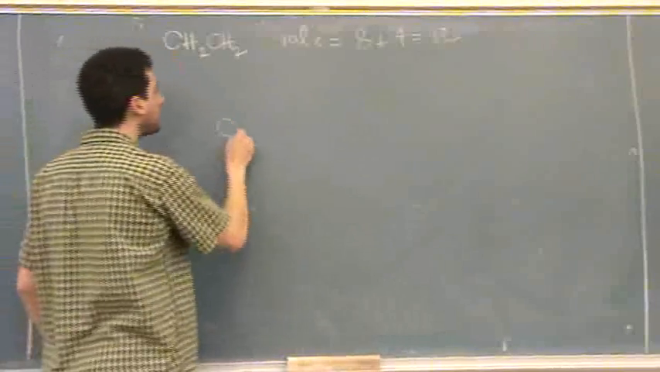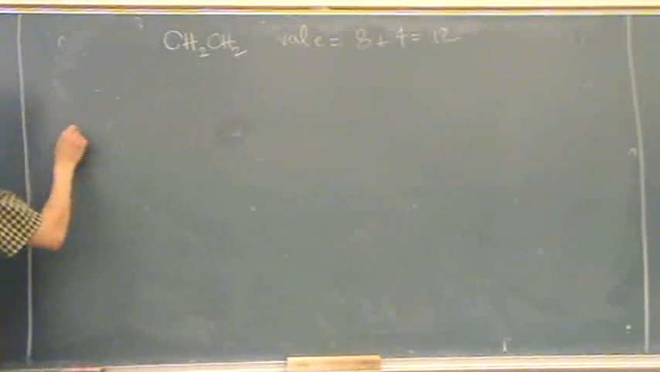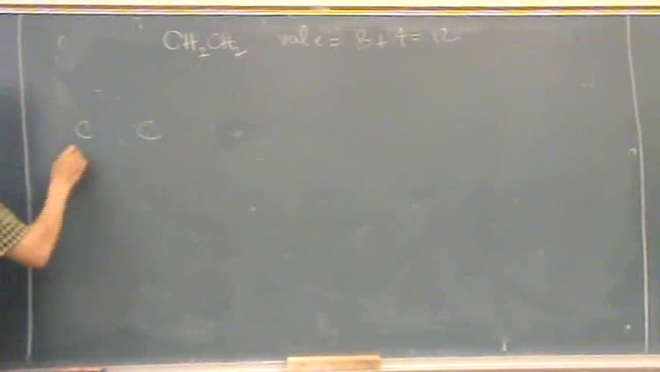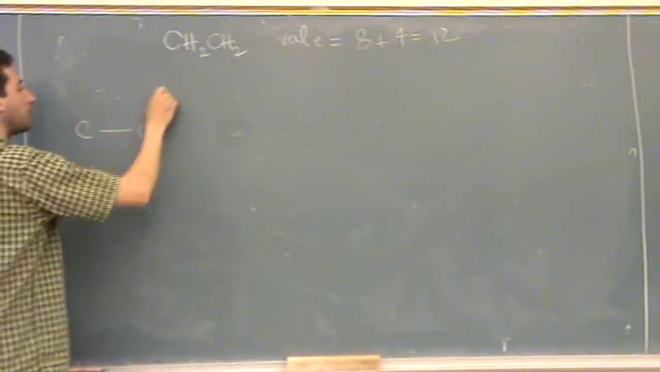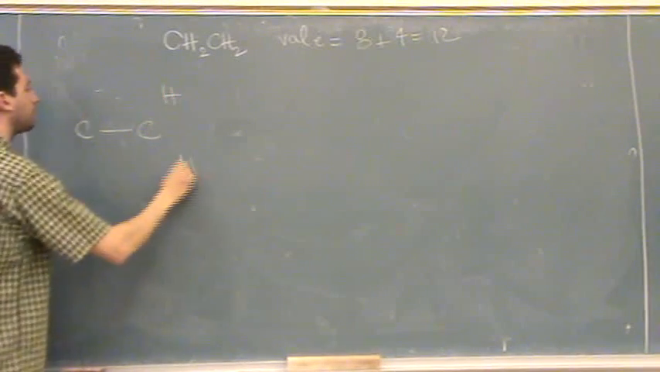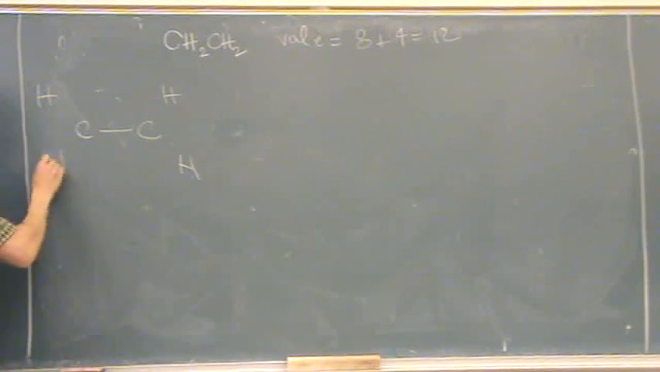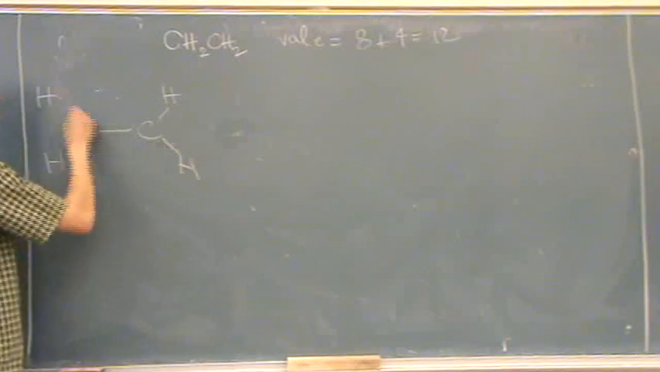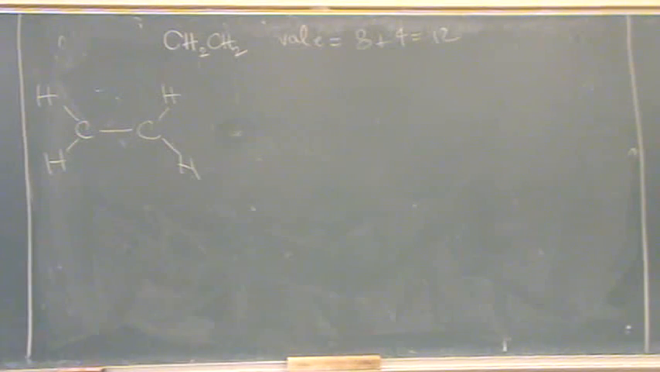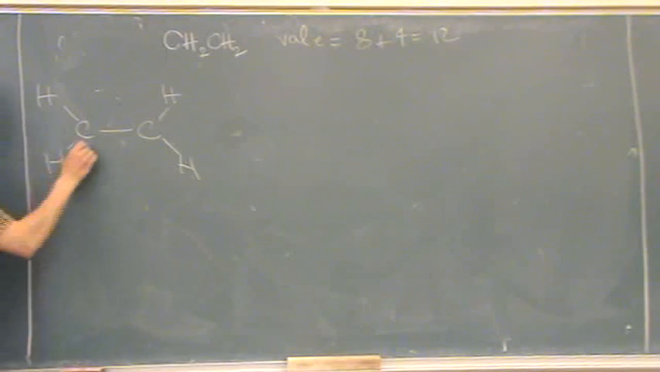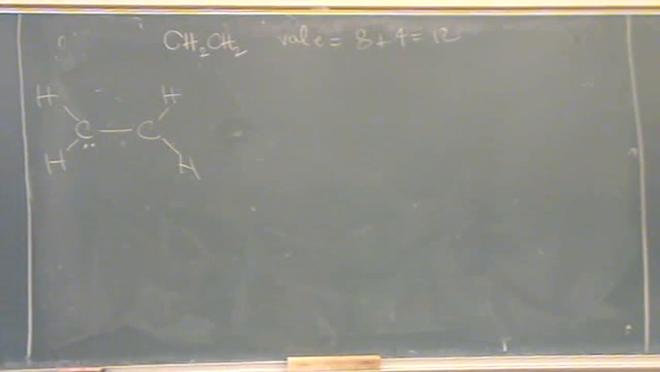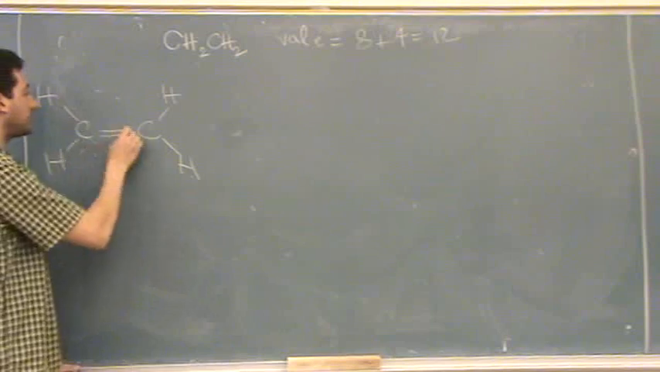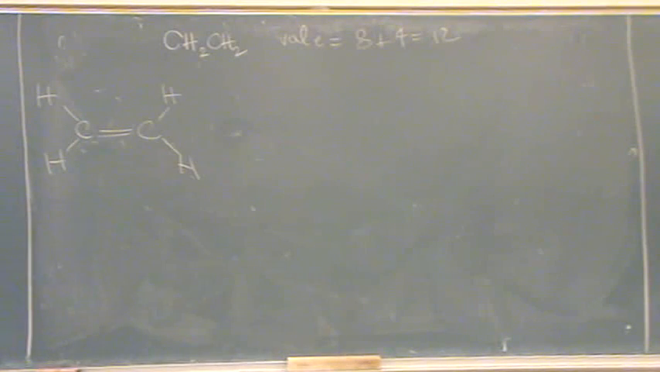The carbons are in the middle. I'll draw it over here. Carbon, carbon. So 2 of the hydrogens are on the outsides. 2, 4, 6, 8, 10. There's 10. I can put the lone pair right here, but that would cause that other carbon not to have an octet. So how do I fix that? Double bond. Double bond, right there. Now everything has an octet.